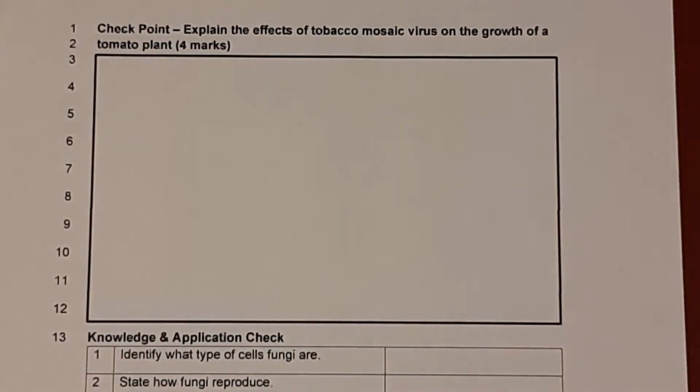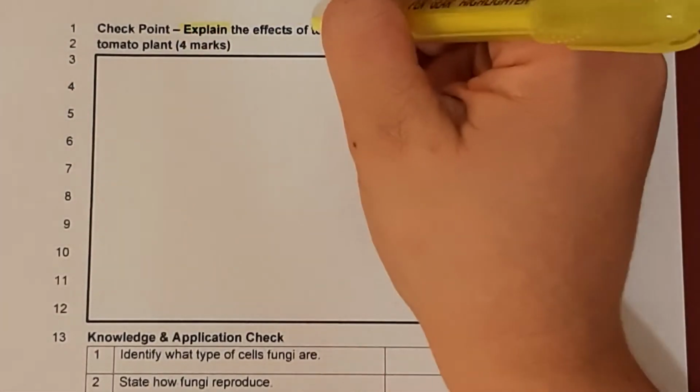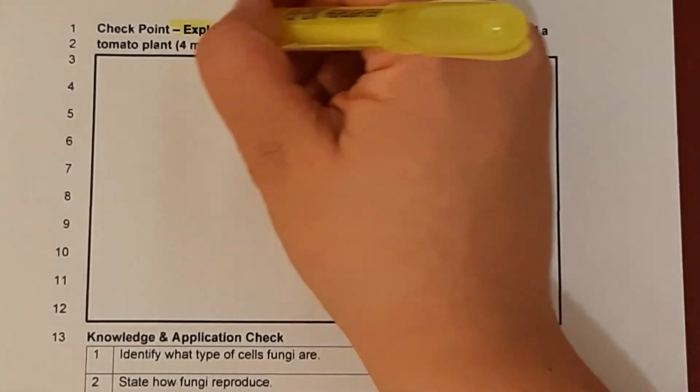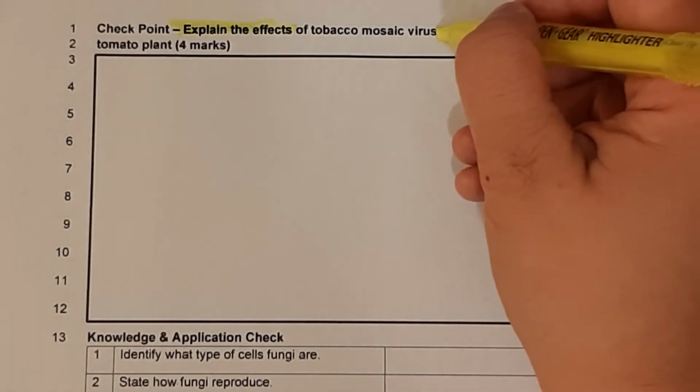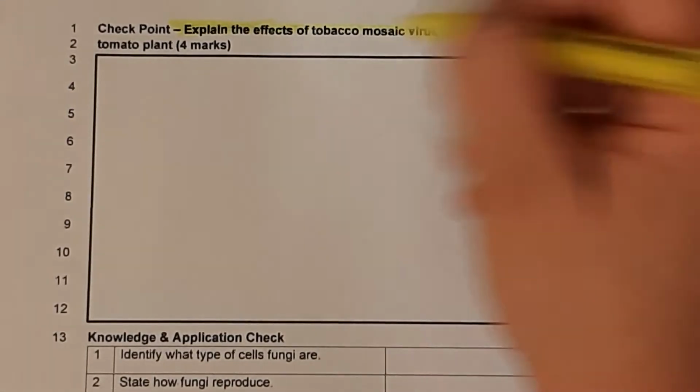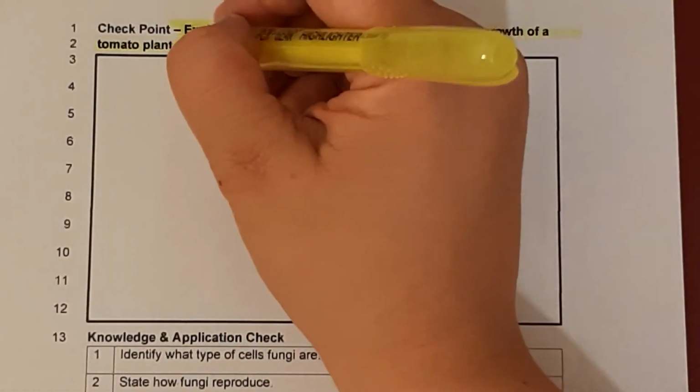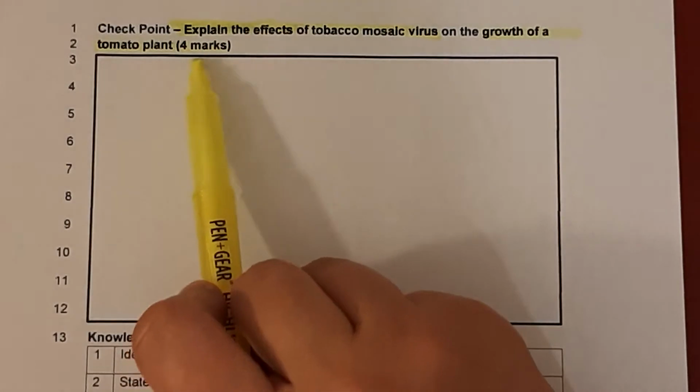Okay, so come to the checkpoint question. Explain the effects of the tobacco mosaic virus on the growth of a tomato plant. So you need to explain the effects. First of all, you need to tell us what the effects are, then you need to explain them. And the effects are the tobacco mosaic virus on the growth of a tomato plant. And there are four marks available here.